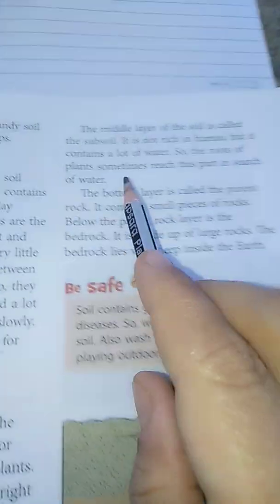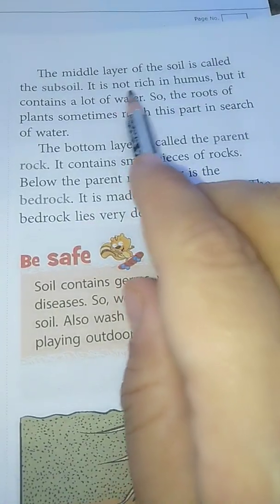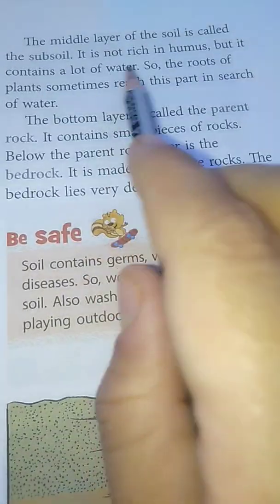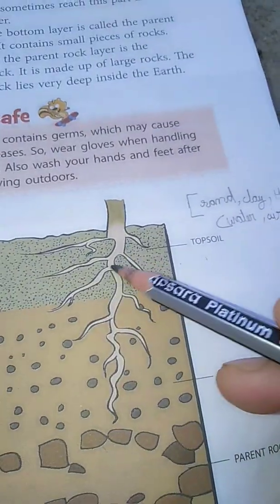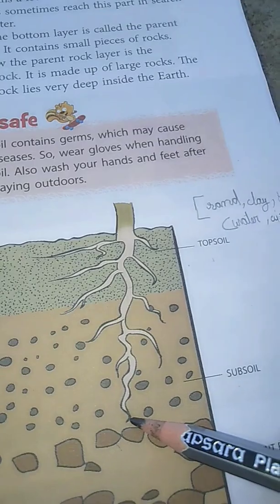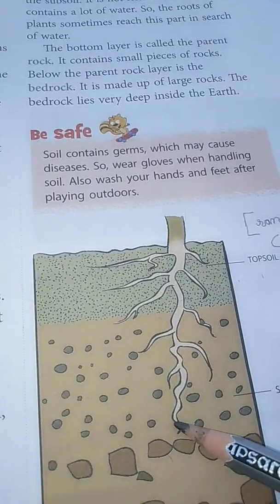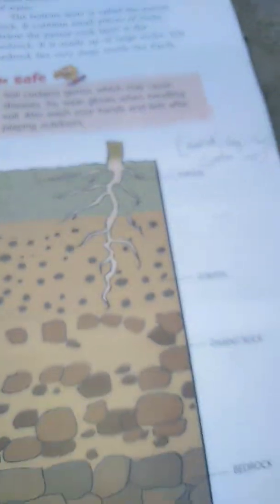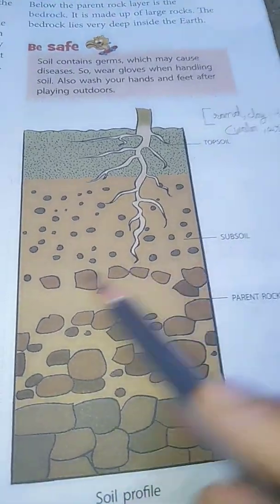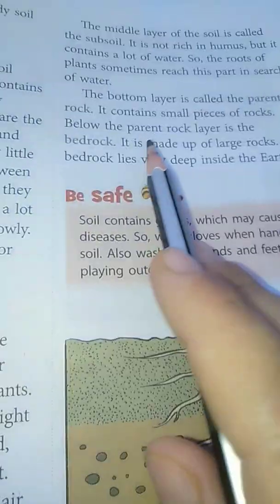Now below that, the middle layer is the subsoil. This subsoil is not rich in humus, but it contains a lot of water. So as you can see, the roots of the plants reach up to the subsoil also. And the bottom layer is called the parent rock.